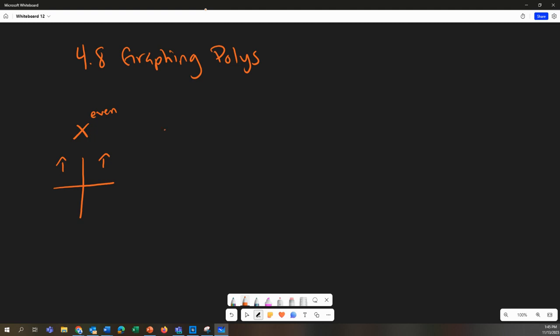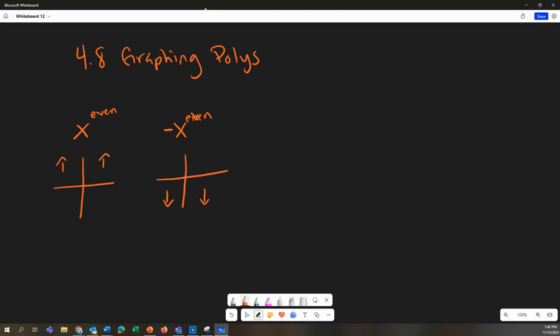Okay, if it's a negative x to an even degree, then we are going to be, remember, a negative flips it, so we're down, down, which means we're going to start down here and we're going to do something in the middle and end pointing down.